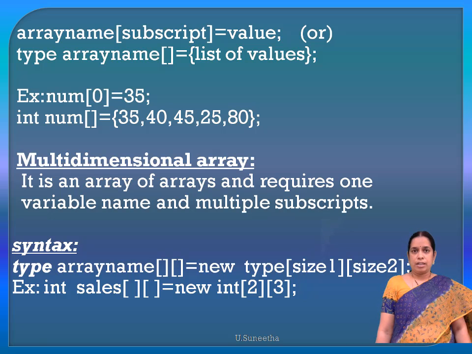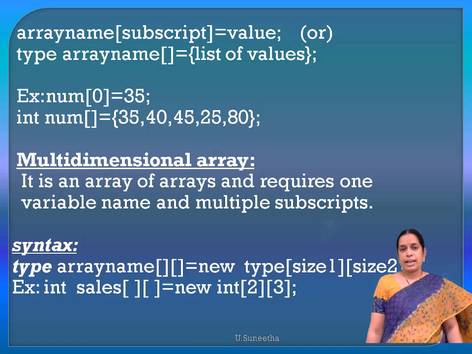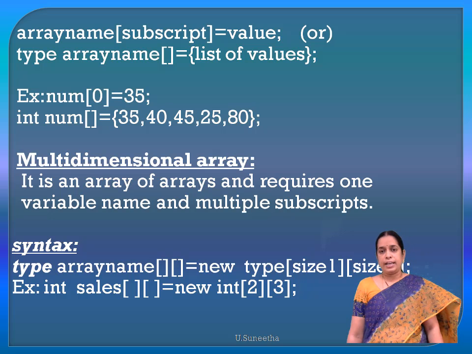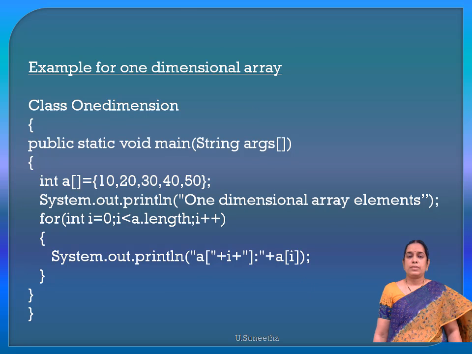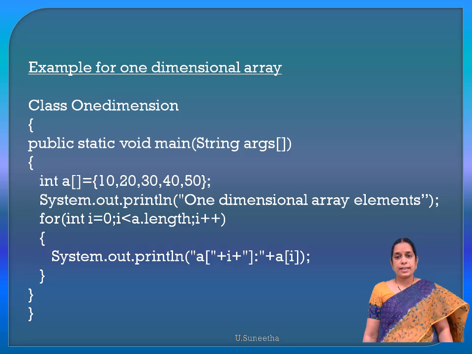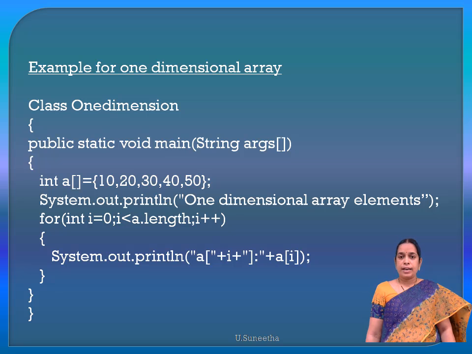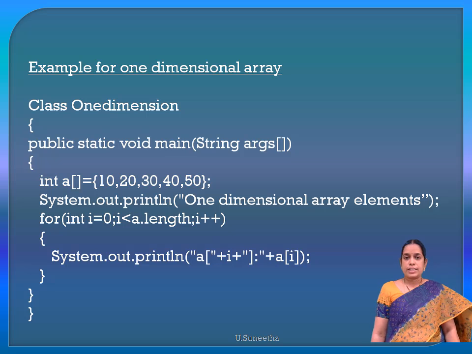And here for creating the multi-dimensional array, the three steps have to be followed as we have followed above. The first one is declaring an array, the second one is creation of memory, and the third one is insertion of array values. Now we will see the examples related to one-dimensional array and two-dimensional array. First we will see the example for one-dimensional array.